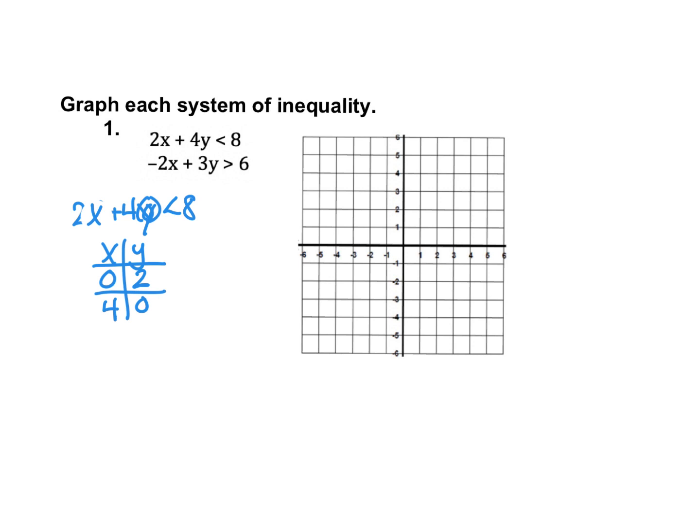So now let's go ahead, and it's less than, so we're going to have a dashed line. So I'm going to go to 0, 2, and then 4, 0. So we'll have our dashed line.